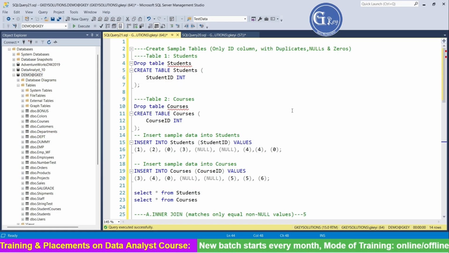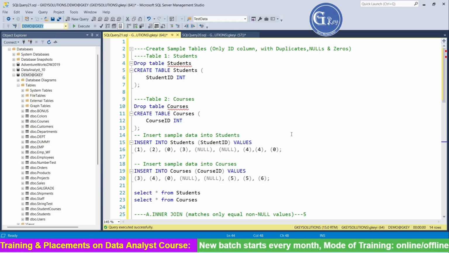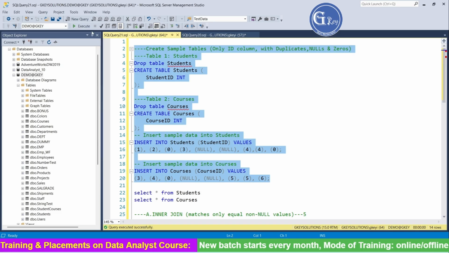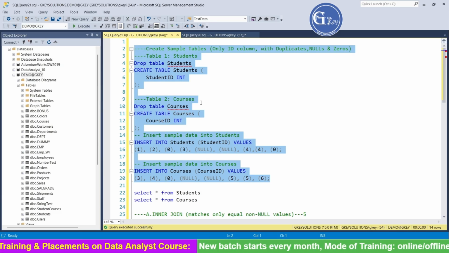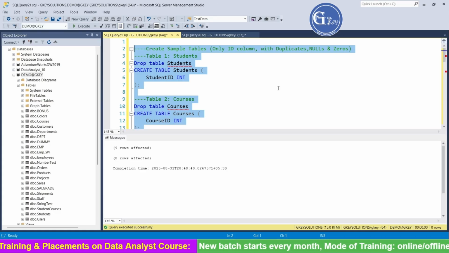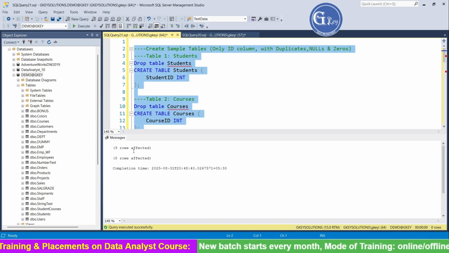We are at SSMS, that is SQL Server Management Studio, and we are in the demo at GKey database, and here we are going to create two tables and insert the data into these two tables. Let's execute these statements. Here we are creating students and courses with the student ID and courses ID and the data that we are inserting. For the students table, we have inserted 9 rows, and for the courses table, we have inserted 8 rows.